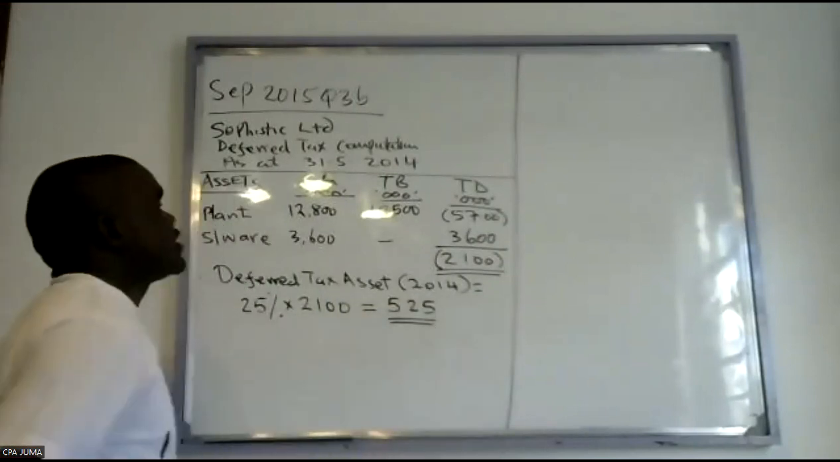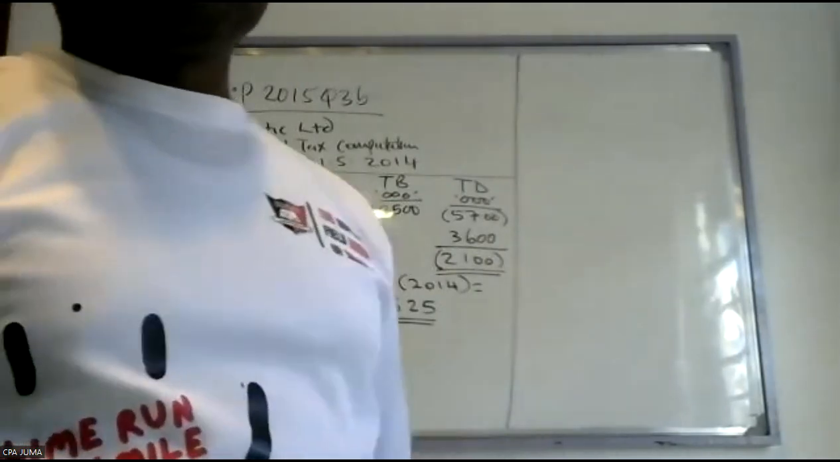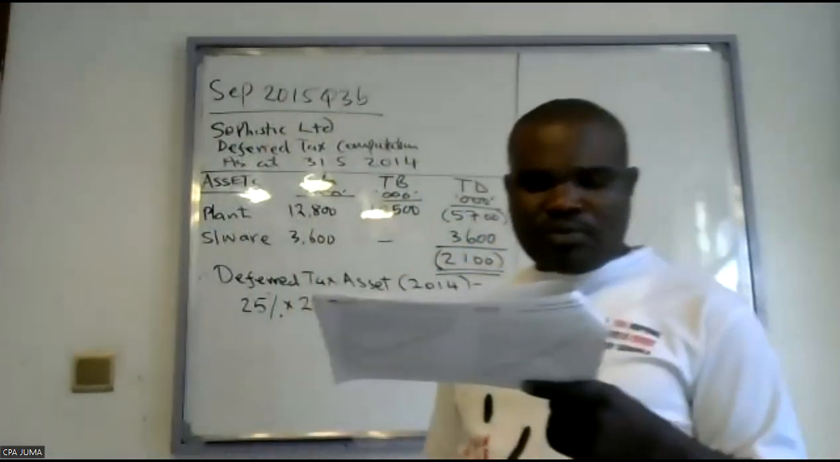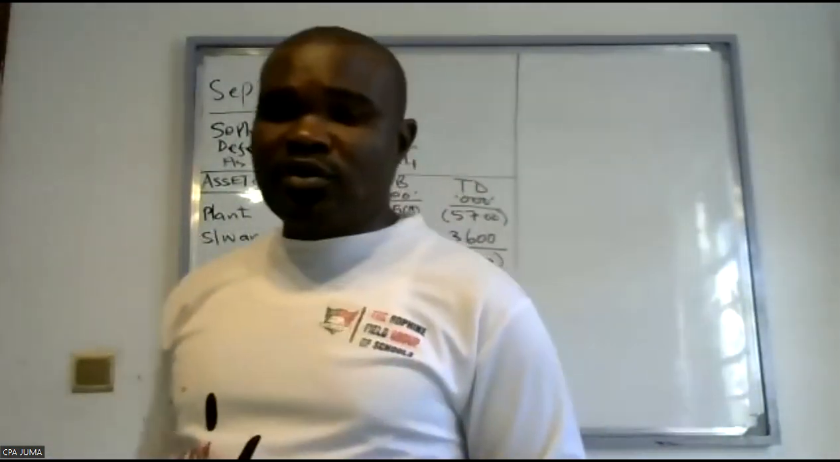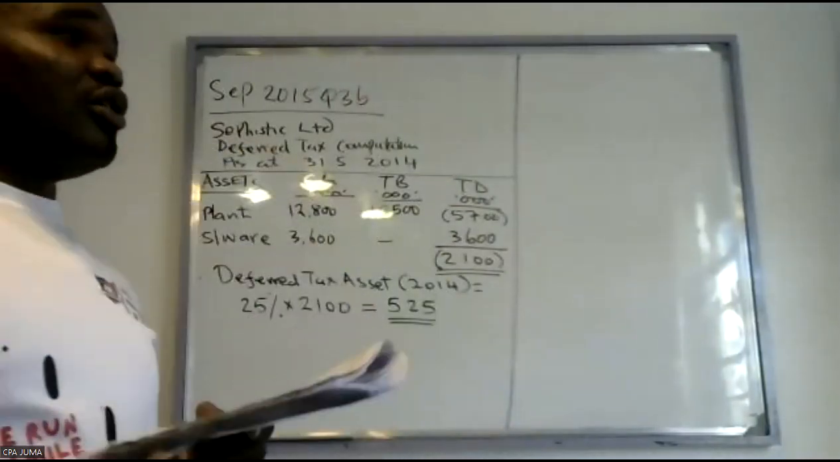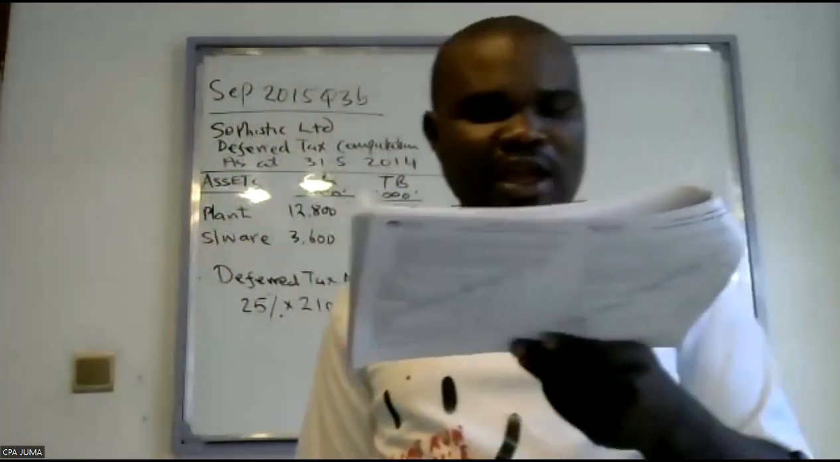525. That is our tax asset for 2015. It is tax recoverable. All right, let's go to Roman 3 of the question. Roman 3, deferred tax liability account for the year ended 31st May 2015.